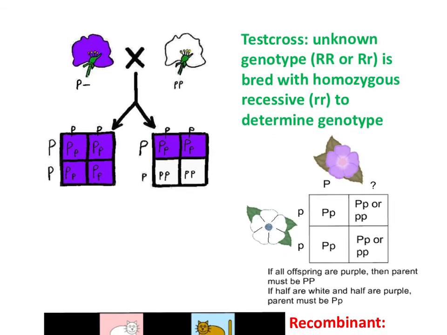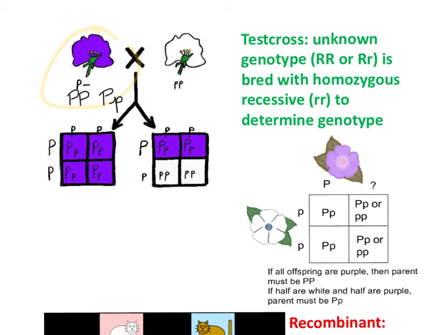A test cross is a cross done when you don't know the genotype of a particular parent. In this example, we have flowers and big P, I'm looking here, big P is dominant. So when I see a flower, in this case that's purple, with big P representing purple, I do not know when I look at that flower if that flower is big P, big P, or if it is big P, little p. I don't know. Could be either.